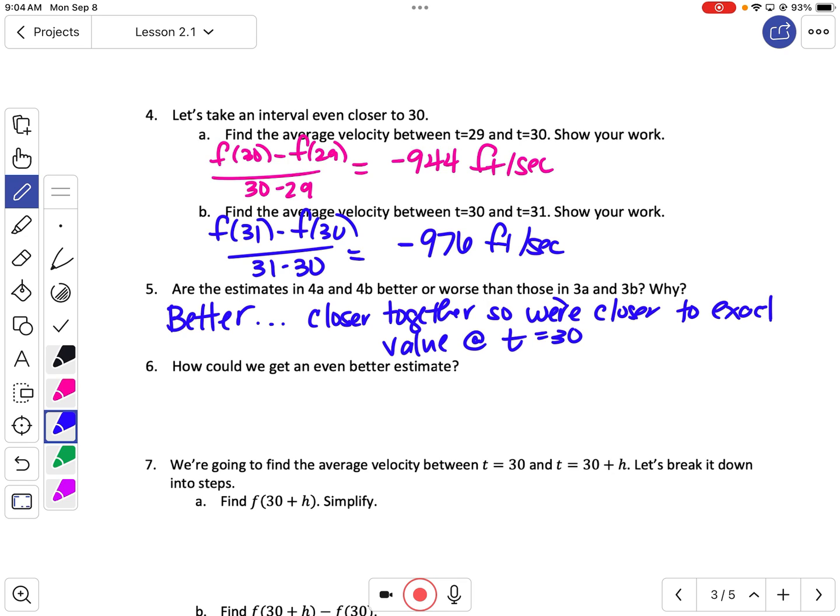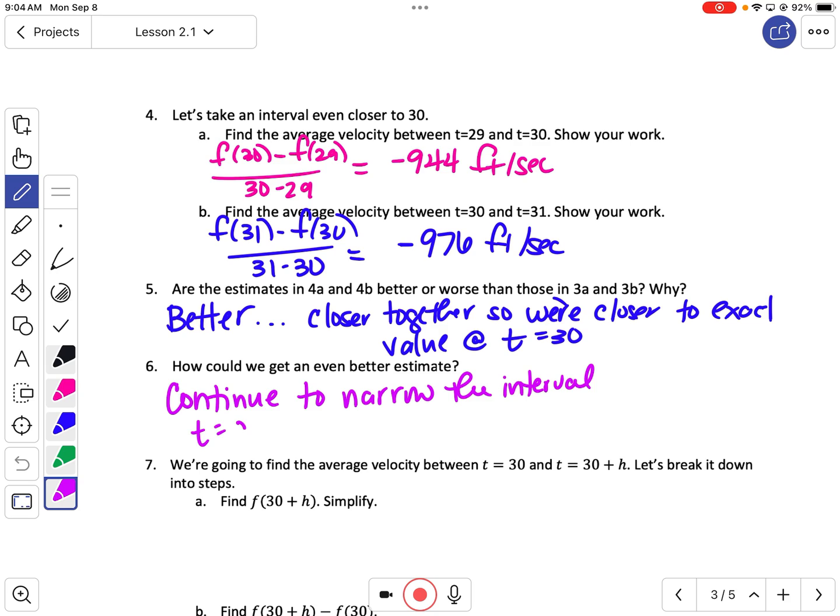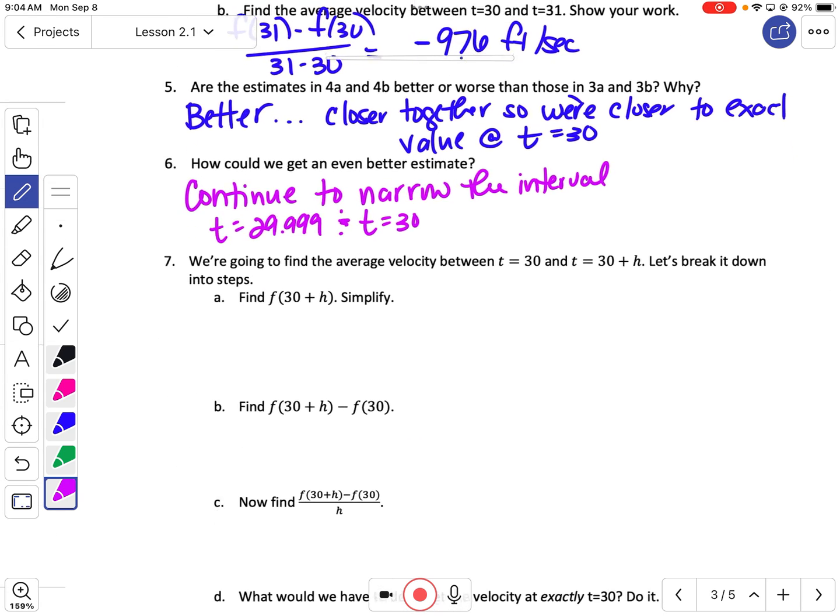Okay, how could we get an even better estimate? Yeah, just continue to narrow the interval, all right? So maybe we could do between t equals 29.999 and t equals 30. We just want to narrow that interval. We should get closer and closer to what we're looking for, okay?